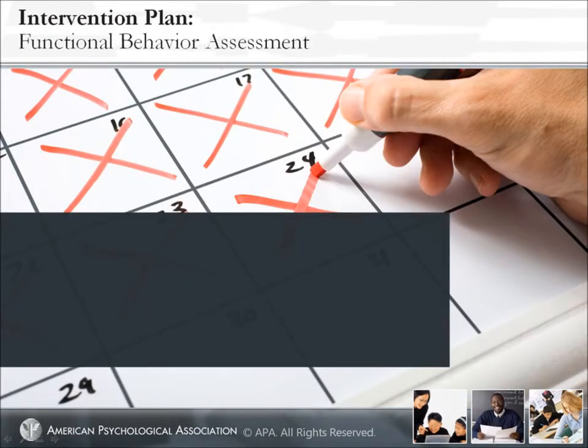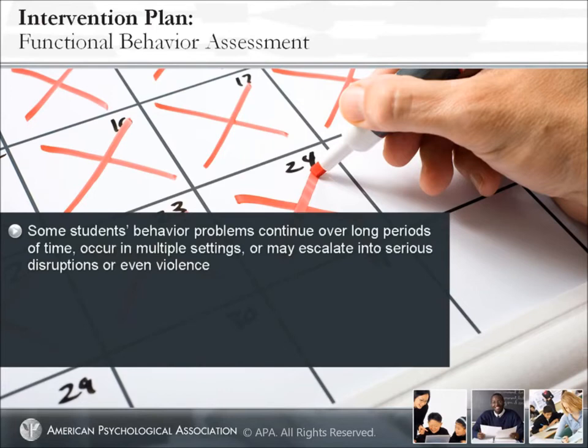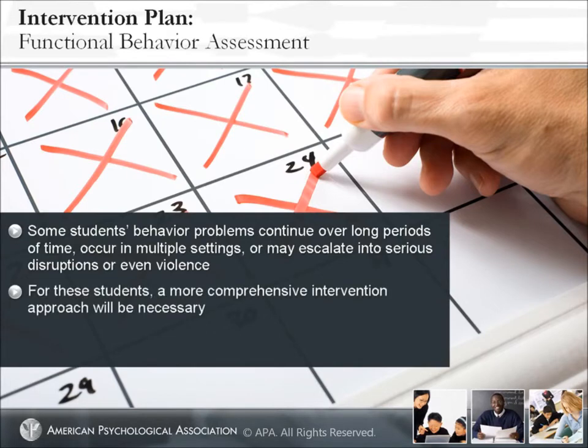Intervention plan, functional behavior assessment. Some students' behavior problems continue over long periods of time, occur in multiple settings, or may escalate into serious disruptions or even violence. For these students, a more comprehensive intervention approach will be necessary. The first step in designing an intervention plan is conducting a functional behavior assessment.